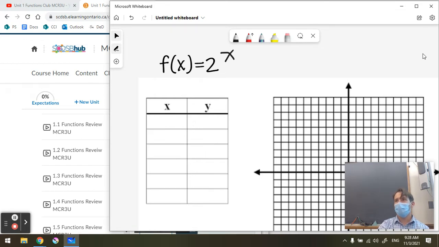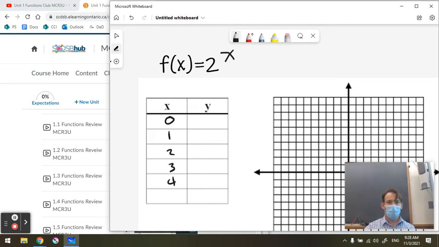Now we have a new type of function here. This is different than a quadratic. It is not x squared. It's now 2 raised to the power x. When those two flip positions, very different. So let's take a look at when x is 0, 1, 2, 3, and 4. And then we're going to build this out visually.